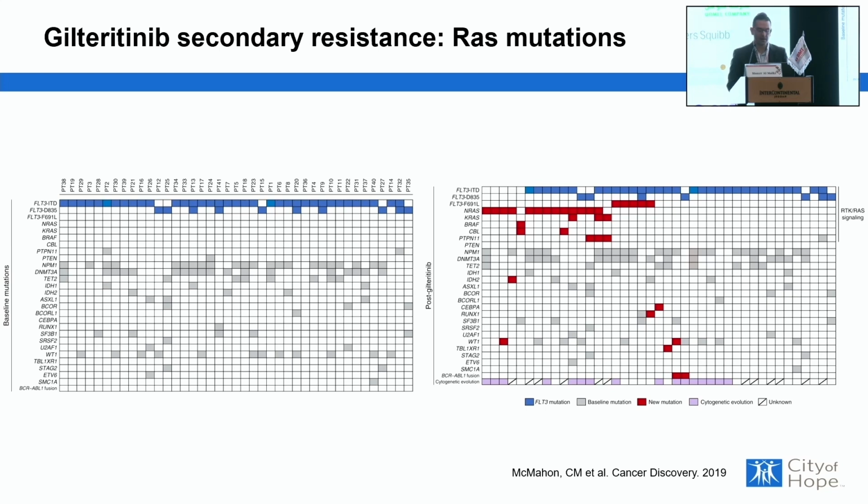And this is a similar molecular or genomic map showing that resistant cases in this study were mostly based on the RAS pathway mutation that we mentioned earlier.